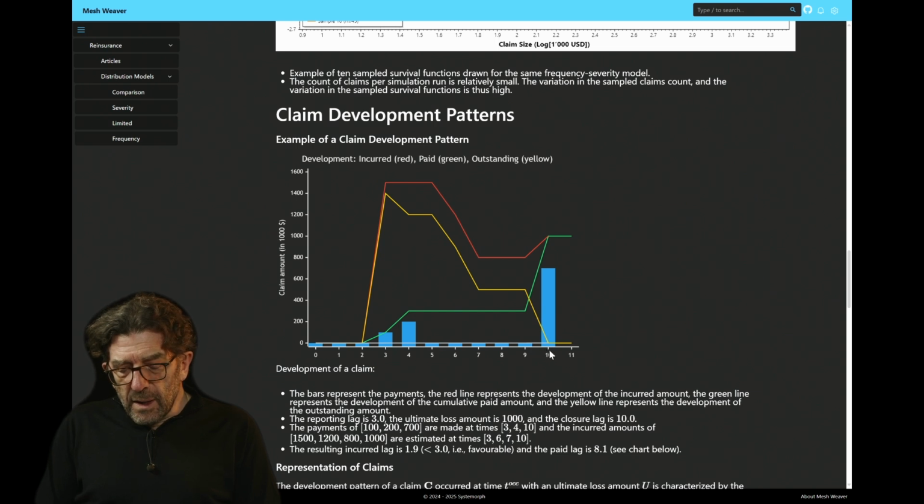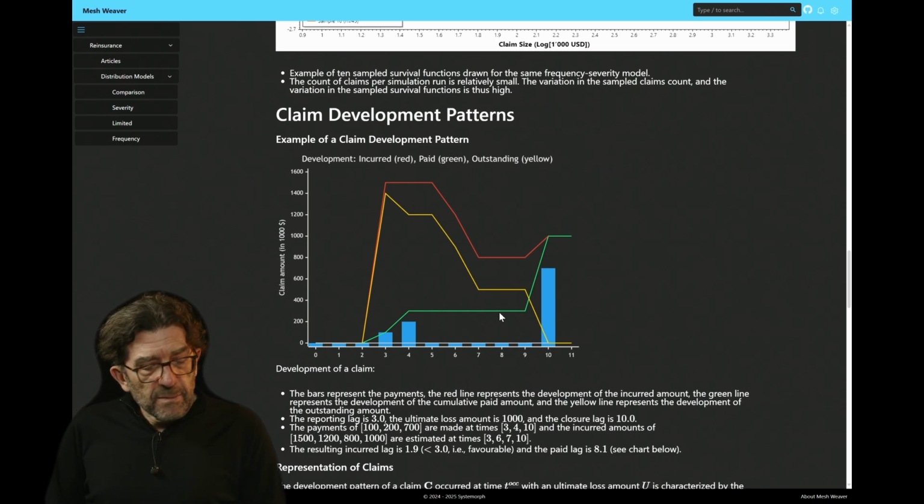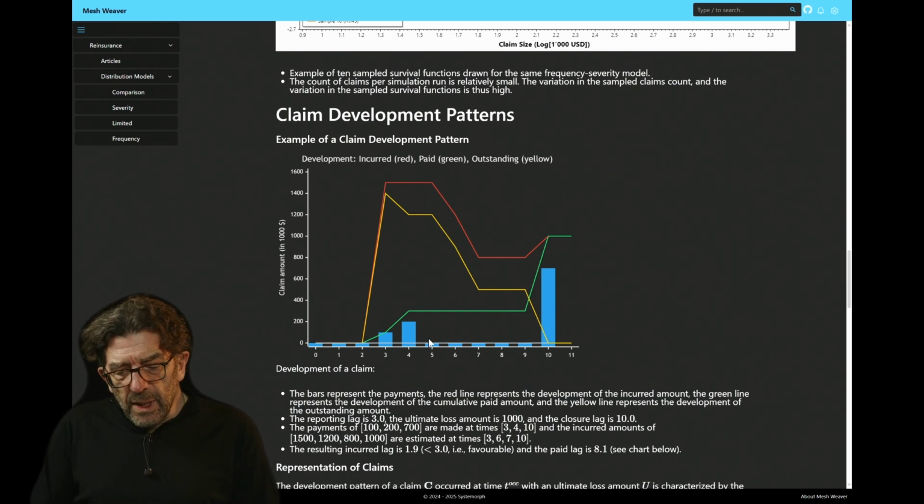I assume the claim is closed after 10 years, and we have 3 payments. The first payment of 100 in thousands is after 3 years, another payment of 200 at the end of year 4, and the final payment of 700 in year 10. So the total amount is 1 million, or 1,000 times 1,000. This is the ultimate here. So the payment is clear. The green line shows the aggregate payments: 100, 300, and then 1,000.